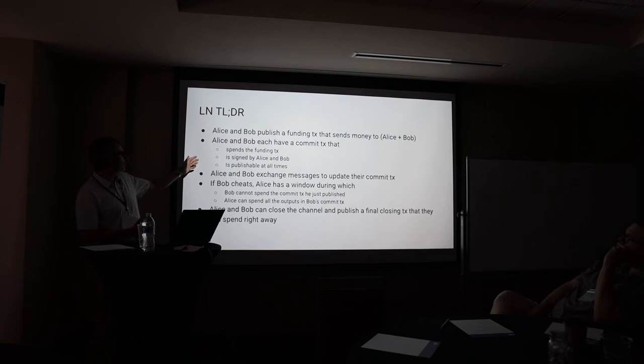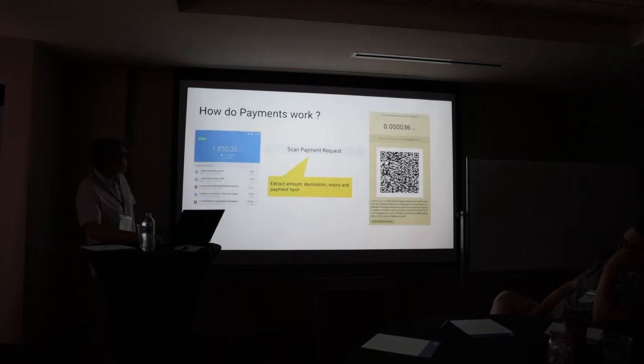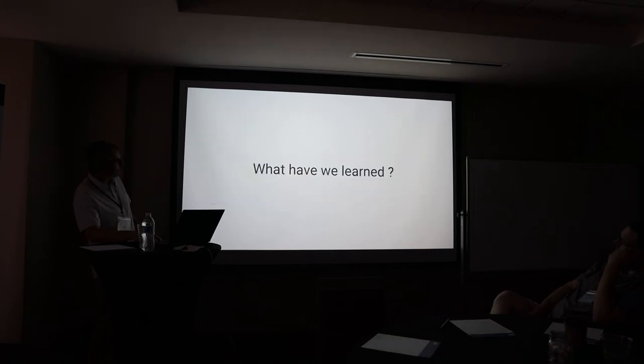So Lightning in a nutshell is, when you create a channel, you publish a financial transaction that sends money to a multisig, and you both keep a valid publishable transaction at all times, signed by both parties, that gives you your money back. And then you exchange messages to update how the balance is spent. If someone cheats, there's a window during which you can take everything, but you have to be active, or have someone to do it for you. So it's not passive, like a cold wallet. And you can close the channel anytime you want and publish a final closing transaction. I think I've shown you how it works.